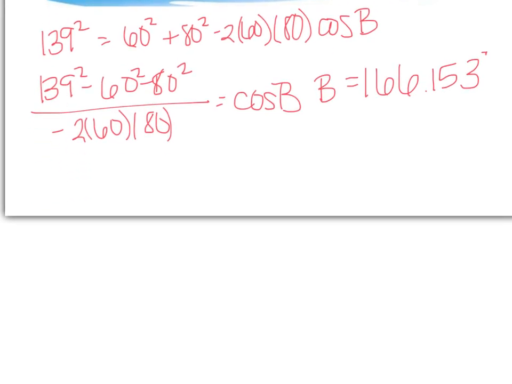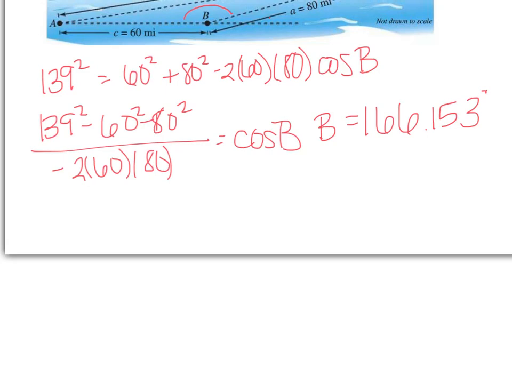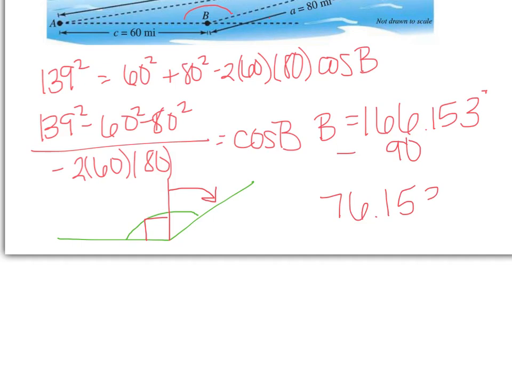Okay, now how to word my answer. If this is angle B, I could take 90 of it off. That way I can give my bearing from the north to the east. So if I take off 90, now I have 76.153 degrees, and we're going to say that's from the north, 76 degrees east.